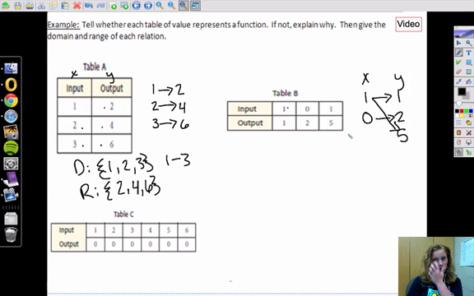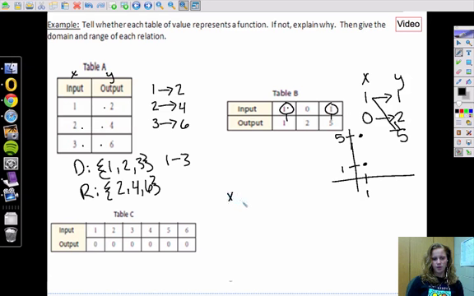All right, and here I notice that I have a problem. I have 2 arrows leaving from the input of 1. It goes to both the output of 1 and the output of 5. And that means we do not have a function, okay, because the input 1 has 2 different outputs. Okay, if we were to look at that on a graph, at 1 we would have a dot here at 1, and we would have another dot up here at 5. And that is not considered a function, and we'll talk about graphs here in a second. And we'll move on to our last table here.